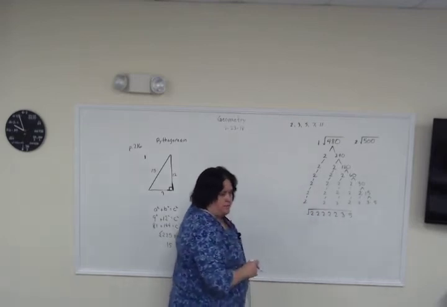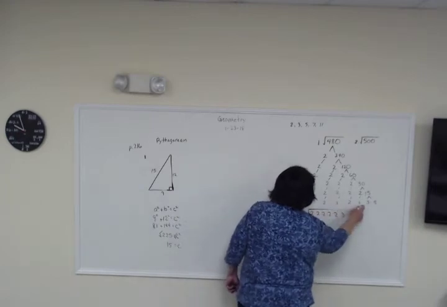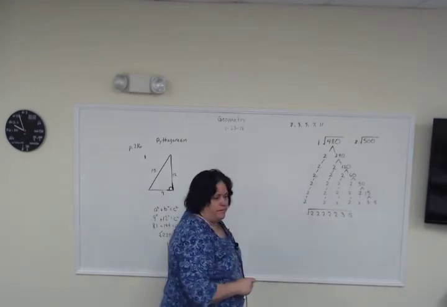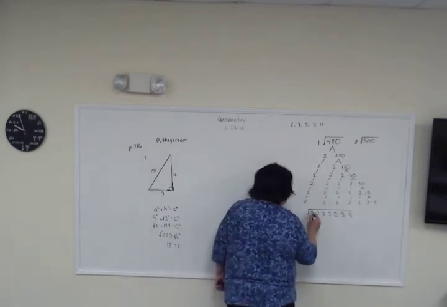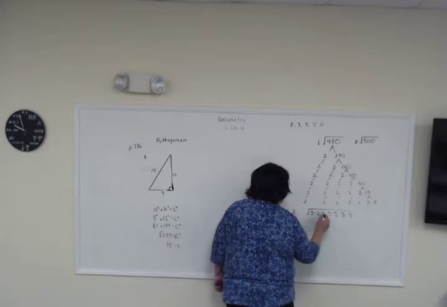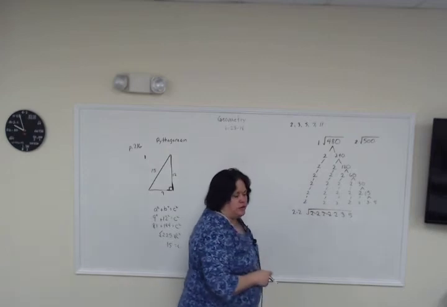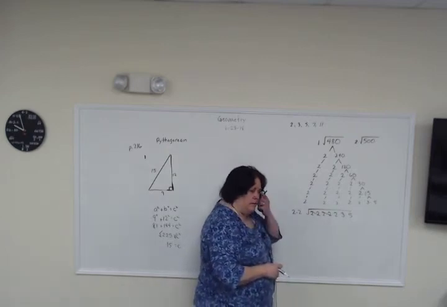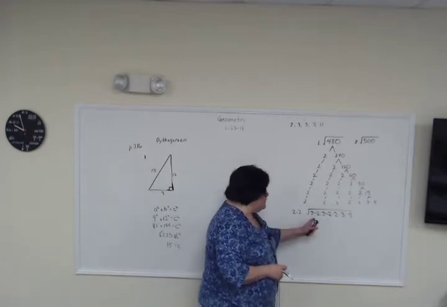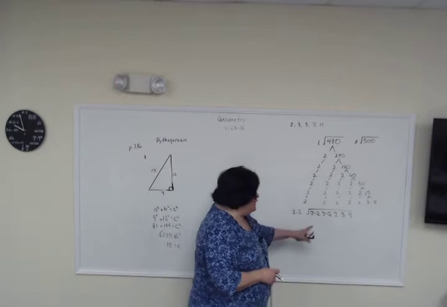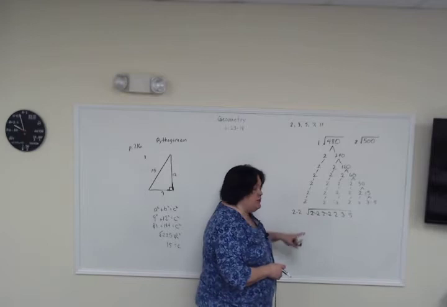Does that make sense? Because I have 5 2's, 1, 2, 3, 4, 5, and then a 3 and a 5. So now, for a square root, every time I have a pair, I bring 1 out front. But I don't have any more pairs, do I? So I can only cross out 2 sets of 2. Every time you take a pair out of here, you put 1 out front.